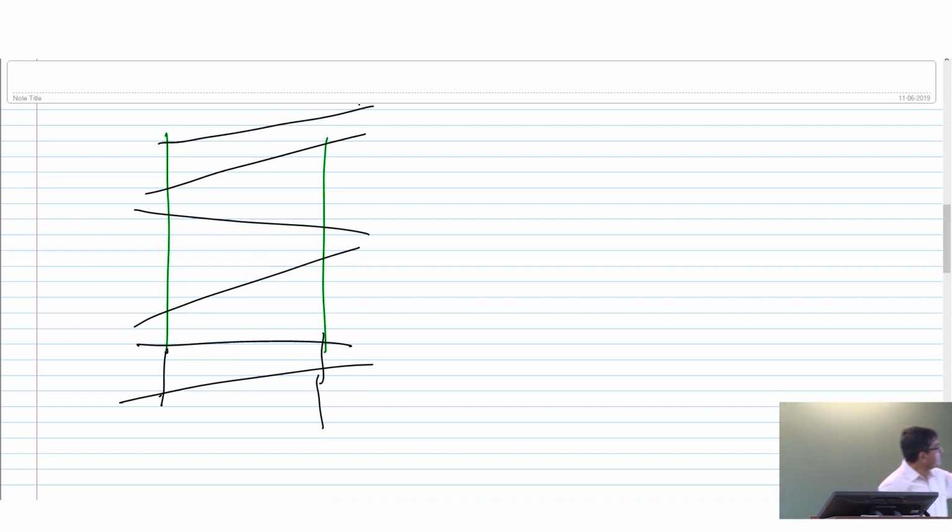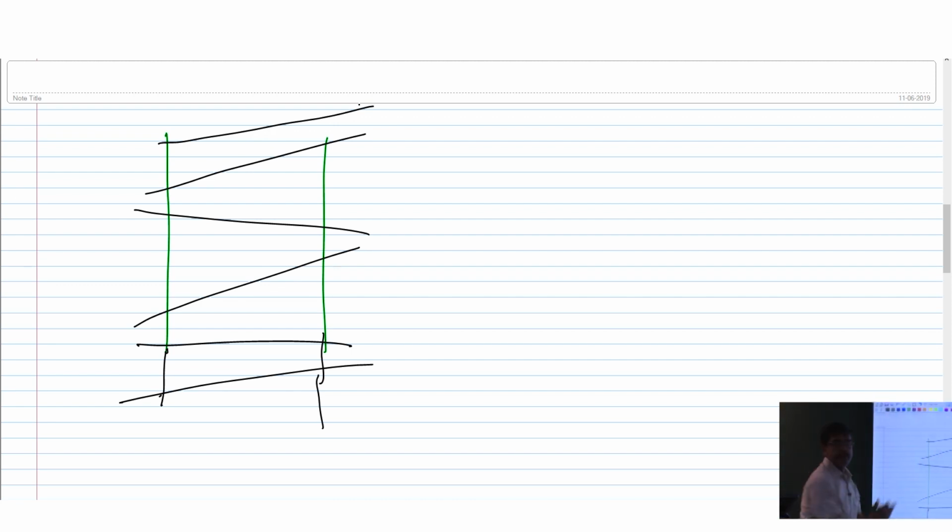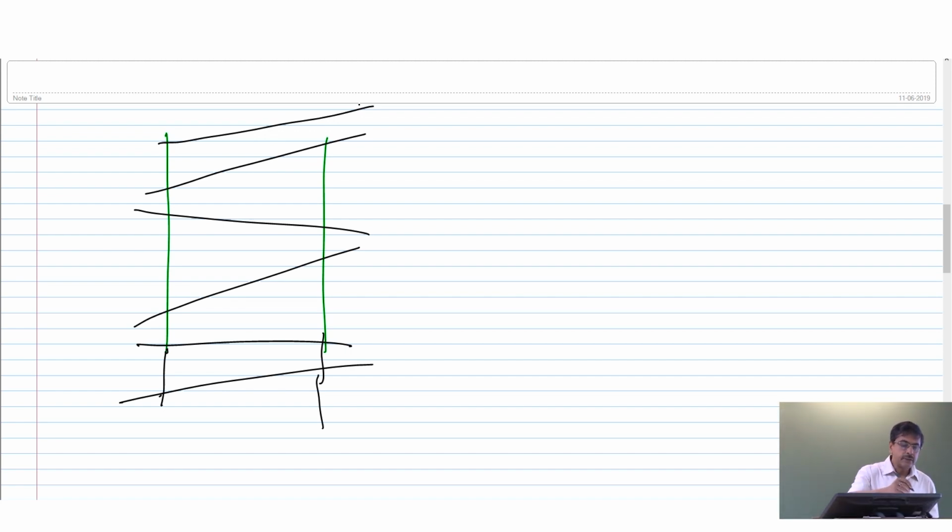And there cannot be any intersection points here, right? No line can intersect, because if there was a line intersecting, I would have drawn a vertical line. So, they do not intersect. Now, this structure has a very nice property. This is a vertical slab. Observation: no intersections.